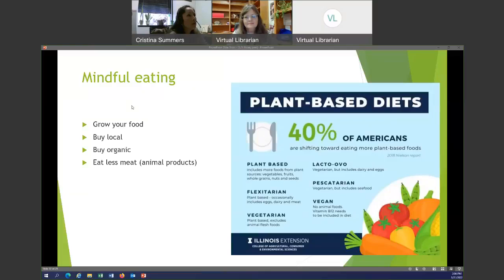Looks like here 40% of Americans are shifting towards eating more plant-based foods. Yep. So making more of an effort to do that for different reasons: health concerns, ethics, sustainability, like we're talking about.